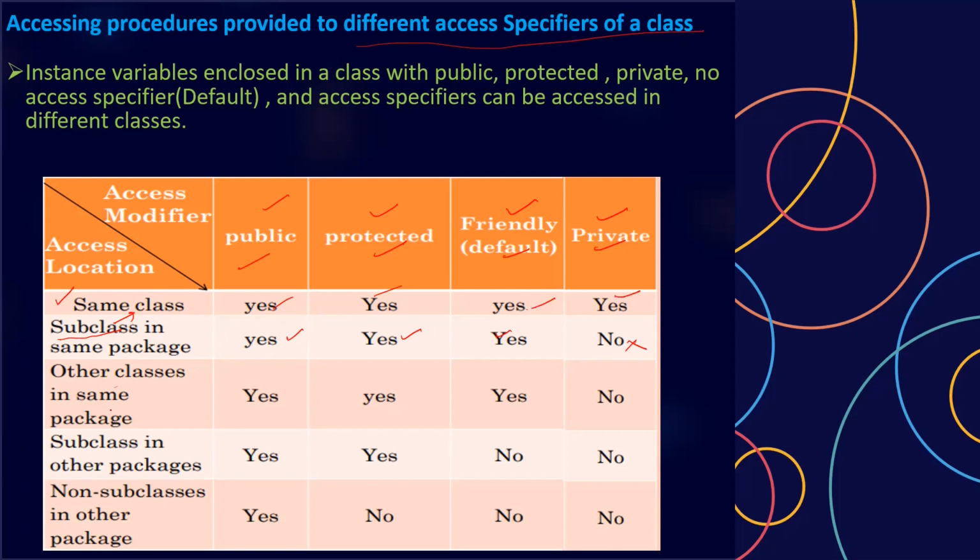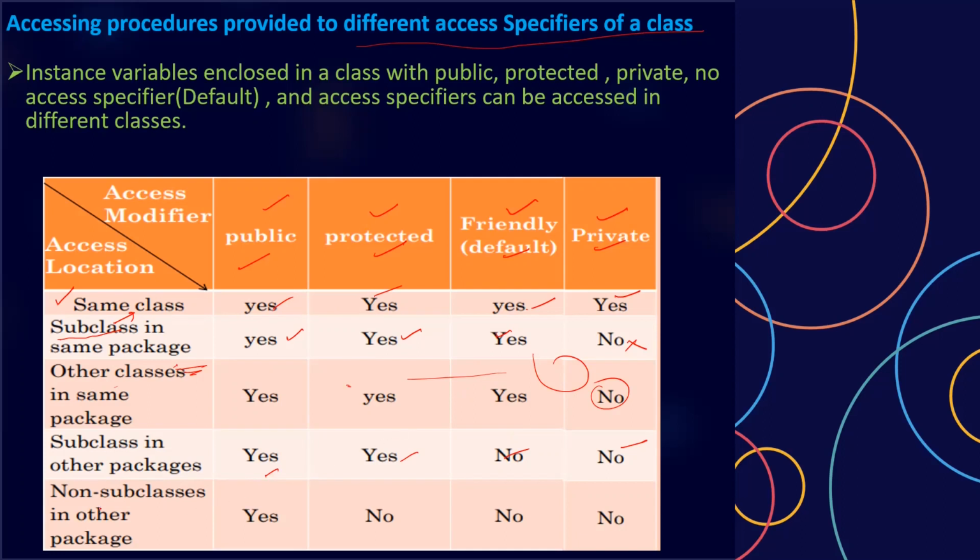So now other classes in the same package. Now the package will be the same, but we have other classes. How are we going to react there? All these are true, but the last case will be no. Now subclass in the other package. You have a subclass and that will be in another package. So you can see here, yes, yes, no, no. So public can be accessed, protected can be accessed, but the remaining two cannot.